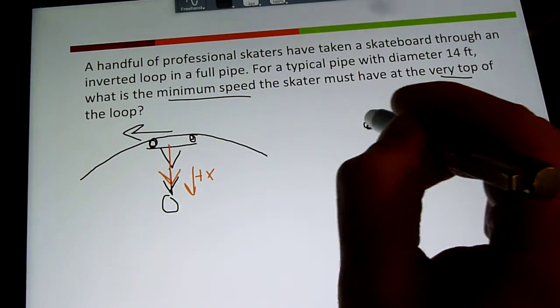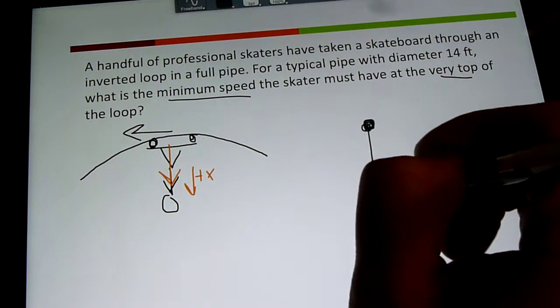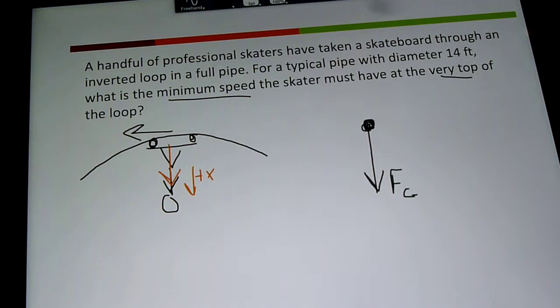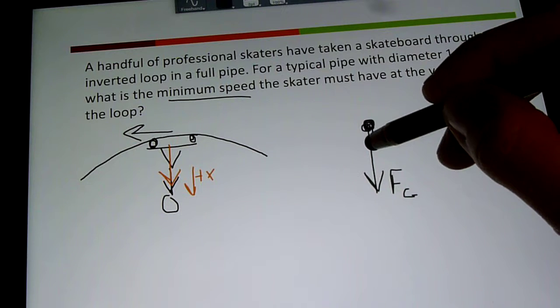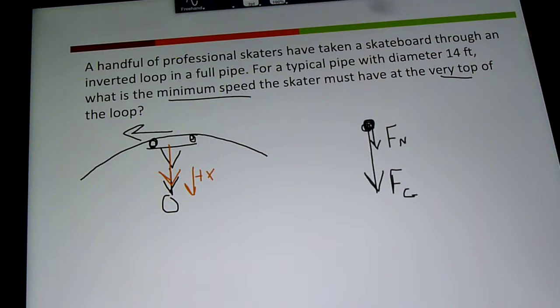We have here our weight down, so there's our gravitational force down. That's our weight, F sub g. And then we also have a normal force down, right? A normal force pointing from the track onto our skateboard. That normal force can be any size depending on the speed with which we are traveling through the loop.